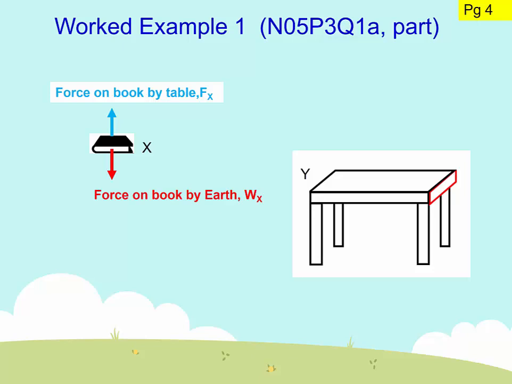A weight is actually the force by the earth. Now let's look at the table. Since the table supports a book, it pushes the book up. At the same time, the book is resting on the table, so it also pushes on the table. So there is a force by the book on the table. Of course, a table has weight, so there is a force on the table by the earth.